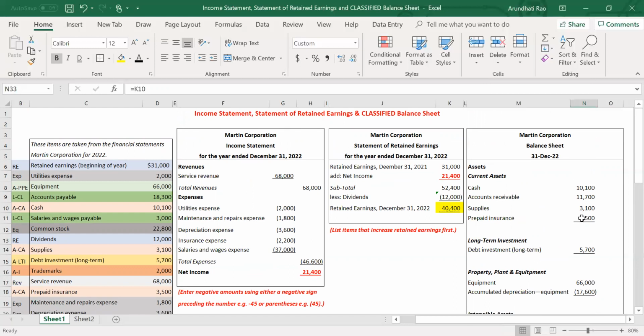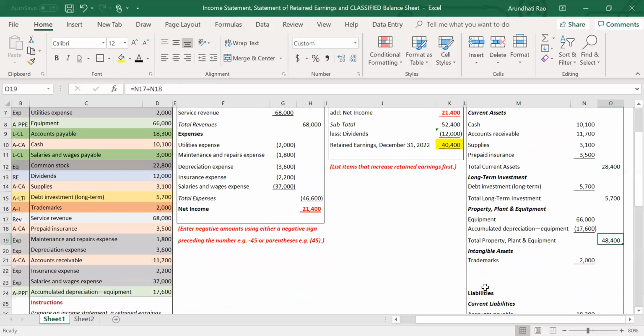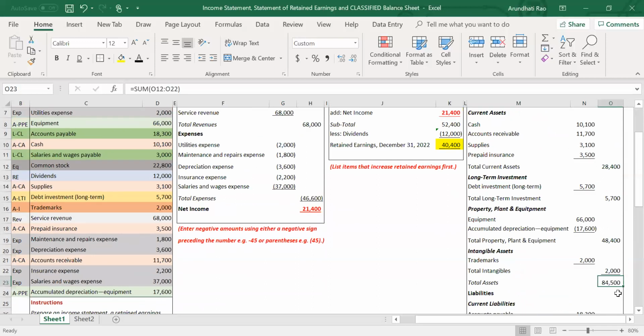I have 4 current assets giving me a total of 28,400. I had only one long-term investment. That's 5,700. My net property, plant, and equipment is 48,400. Net means the gross amount minus accumulated depreciation. I had only one intangible, giving me a total of $2,000. I add up all of these amounts to come up with my total assets. Now my total assets is 84,500. Again, let me double check the check figure that they had given me, 84,500. So I know my assets are correct. So this part is all good.